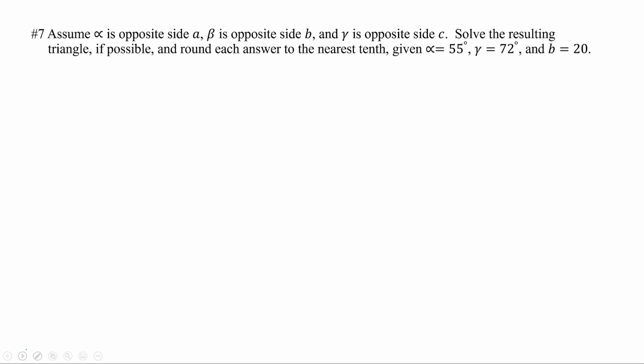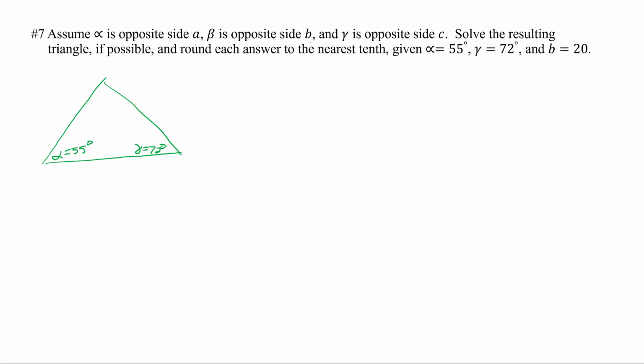In this problem, we're assuming that alpha is opposite side A, beta is opposite side B, and gamma is opposite side C. We want to solve the resulting triangle if possible and round each answer to the nearest tenth. So let's go ahead and sketch a triangle here. I'm not trying to get any of the measurements accurate in any sense of the word. We're told that alpha equals 55 degrees. We'll just pick some angle and call it alpha. We're told that gamma equals 72 degrees.